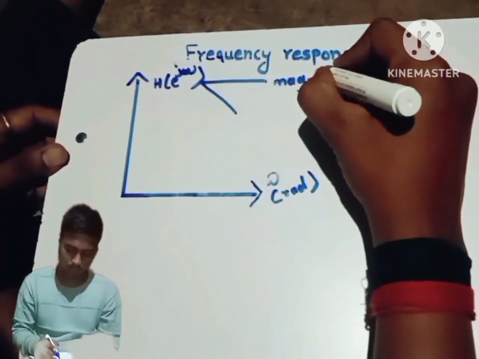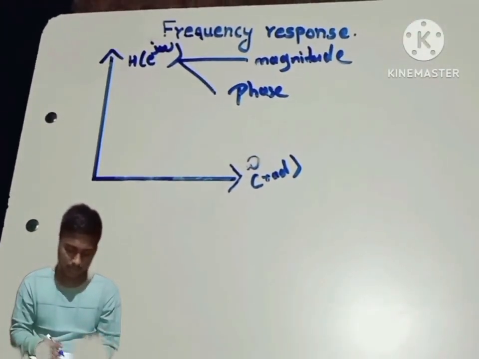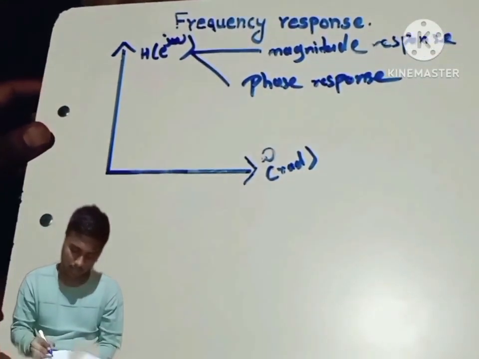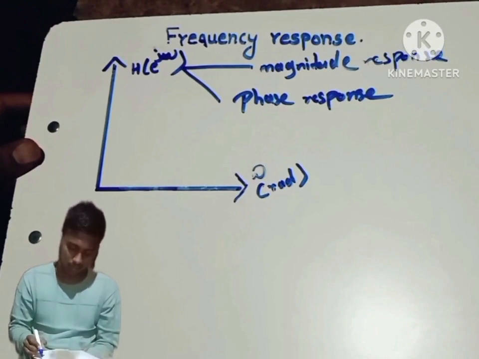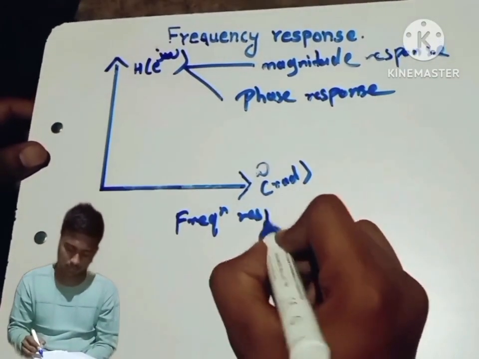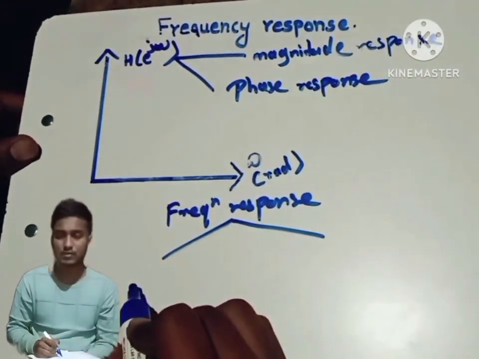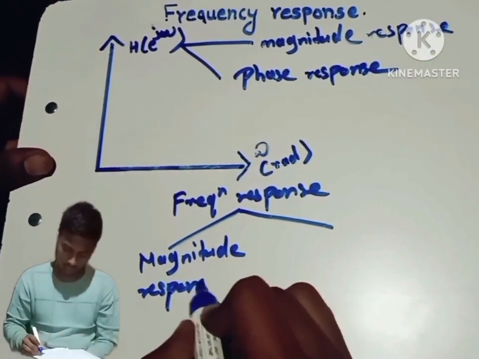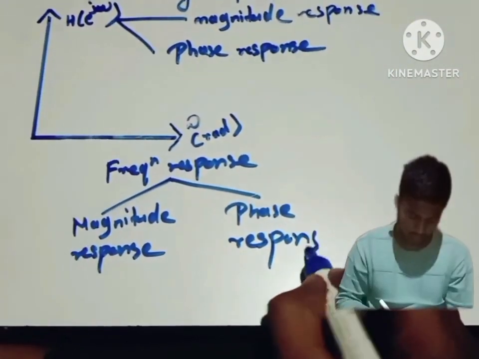So, we transform it into a polar representation which will have its magnitude and phase. Magnitude when plotted with respect to omega is called the magnitude response, and phase when plotted with respect to omega is called the phase response. So we can say that frequency response is a combination of two responses: one is the magnitude response and the second is the phase response. Together, they give us the frequency response.